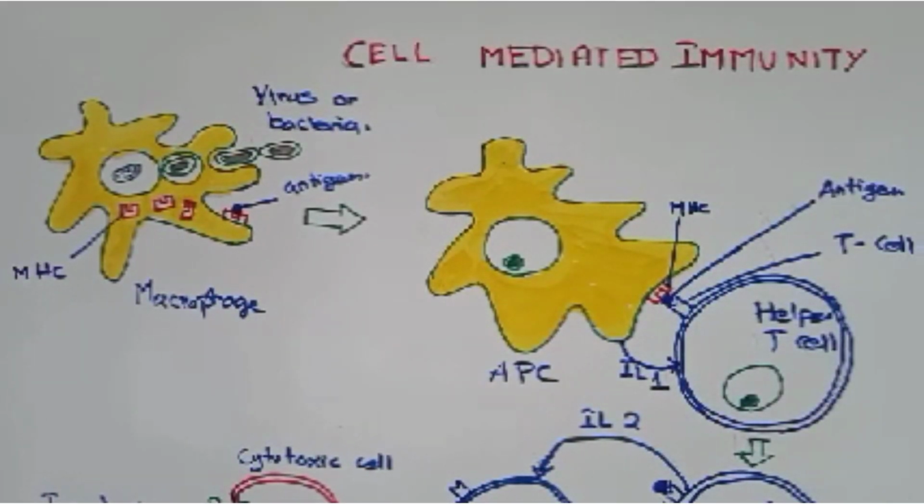Hi everyone. Today let us see cell mediated immunity. Cell mediated immunity is a type of acquired immunity which is contributed by the T lymphocytes and the macrophages. The macrophage is a type of cell, otherwise called dendritic cells.